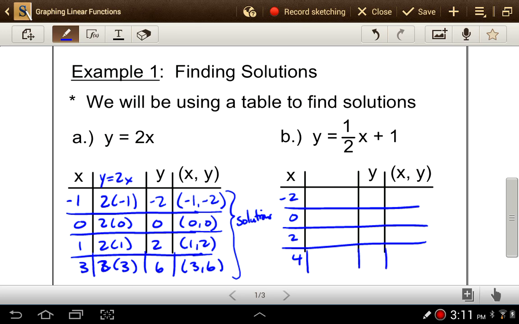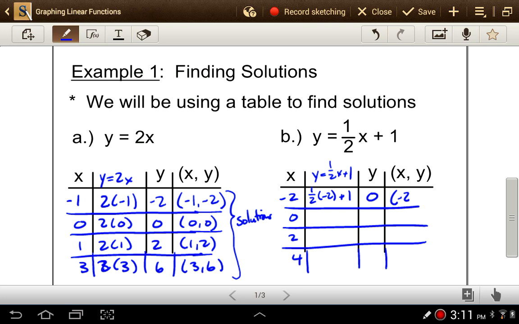Now I'm going to put my equation here, y equals 1/2 x plus 1, and now I can substitute it in. So I can do 1/2 times negative 2 plus 1. You can do all the math. Half of negative 2 is negative 1. Negative 1 plus 1 is 0.